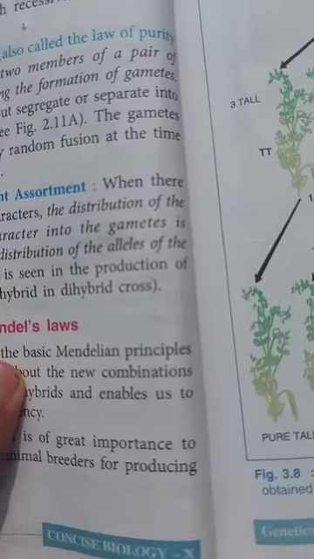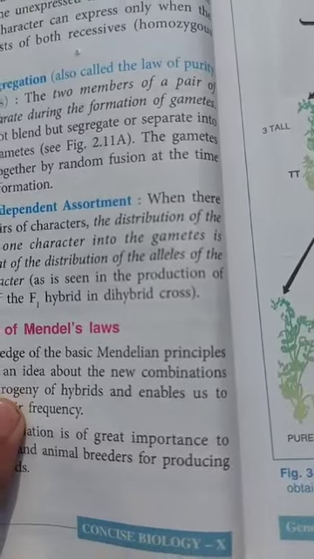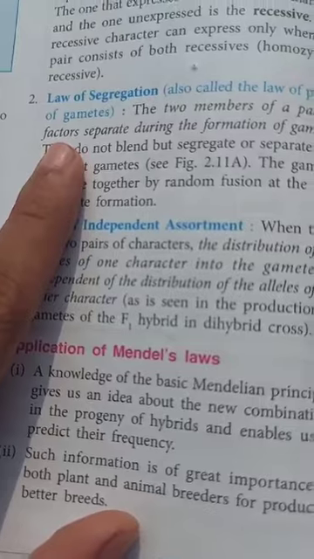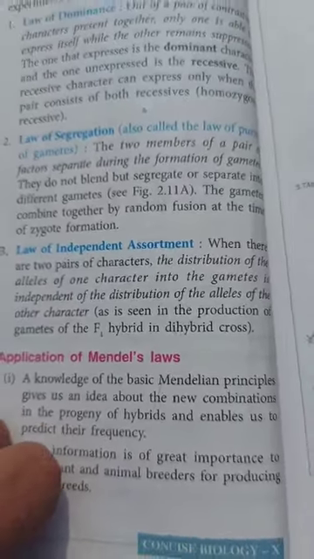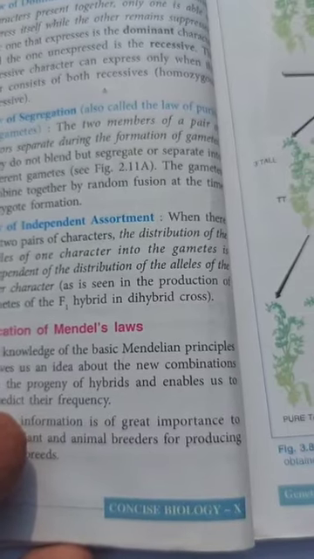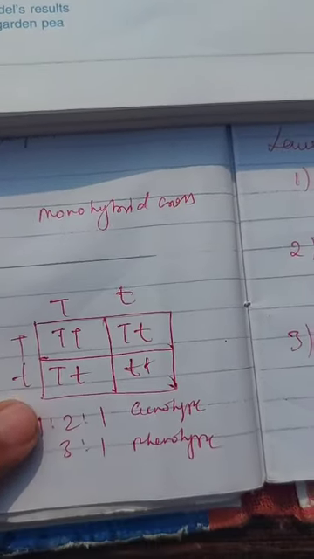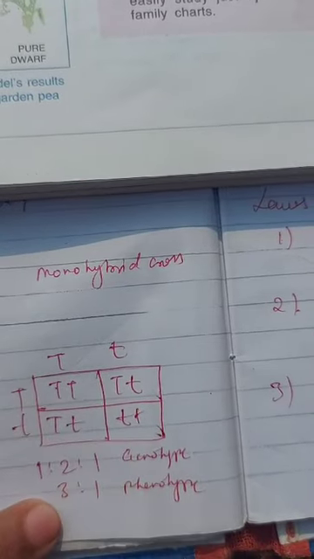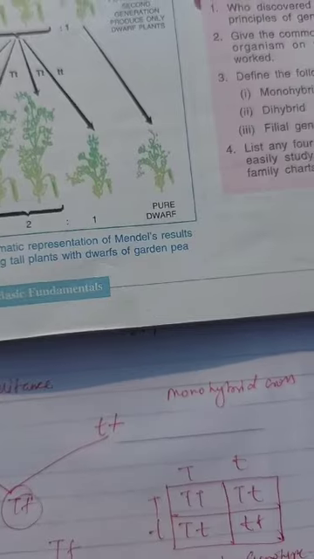Now, the law of segregation, what is it telling? When the two members of a pair of factors, meaning the particular allele or gene, which was called a factor in Mendel's terms, separate during the formation of gametes. At the formation of gametes they get separated, they do not blend but segregate into different gametes. When we combine them in the F2 generation, they are segregating, separating, and each and every character is shown, meaning the dwarf character is also shown. So this is segregation, the law of purity of gametes.